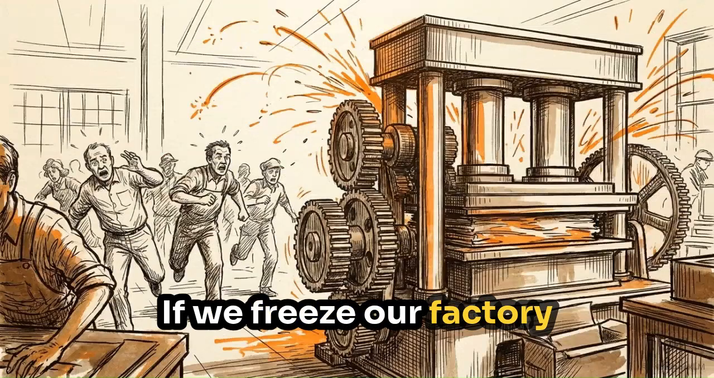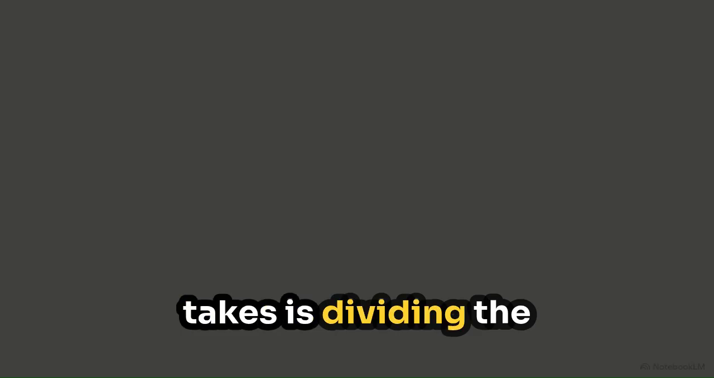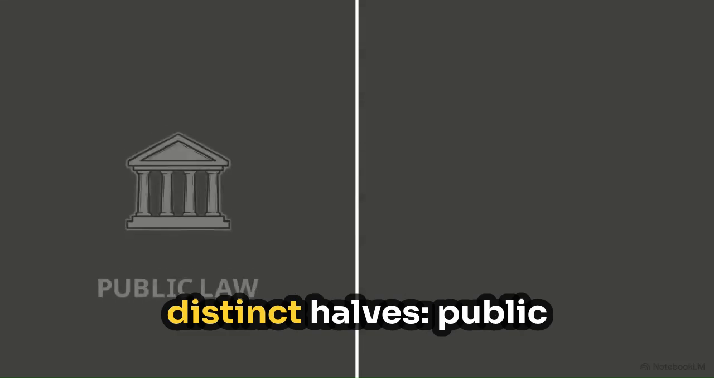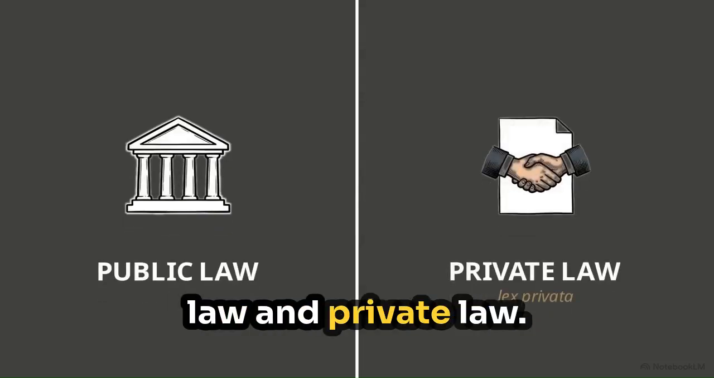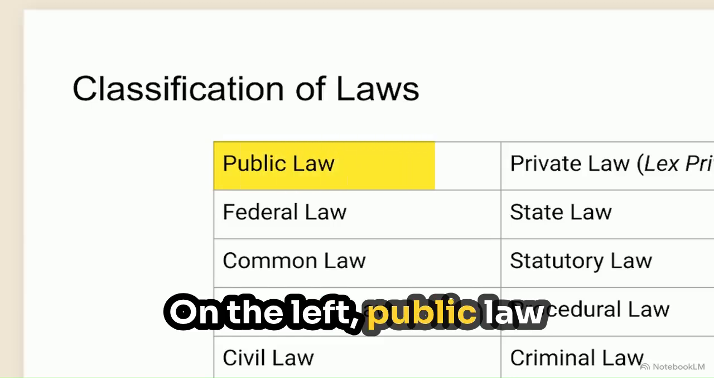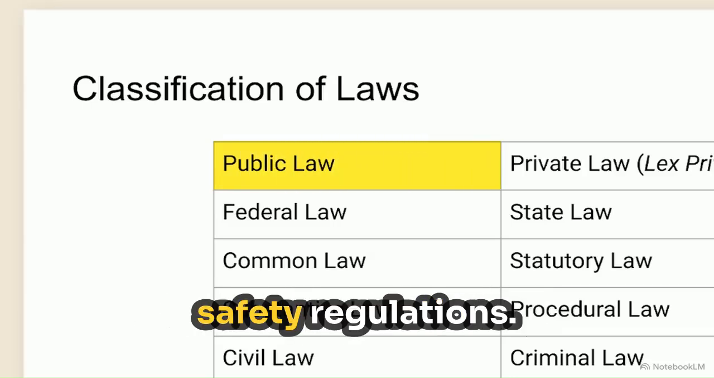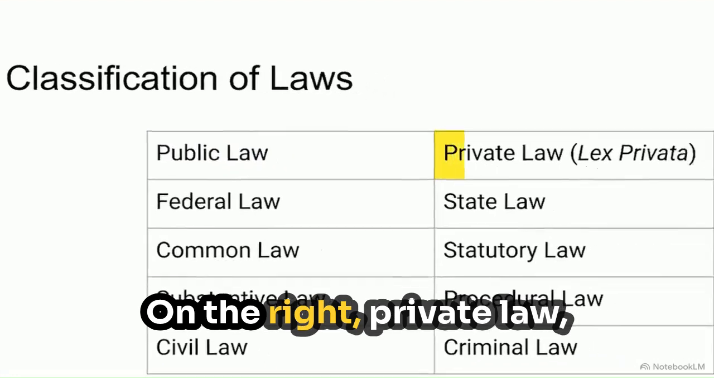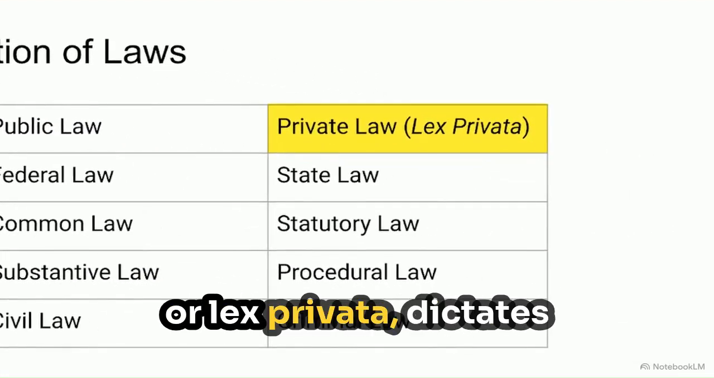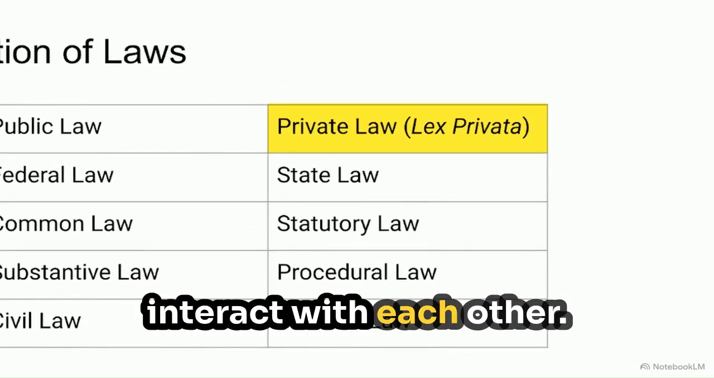If we freeze our factory scenario, the very first step the legal system takes is dividing the incident into two distinct halves, public law and private law. This table classifies laws. On the left, public law dictates interactions with the government, like the manager violating safety regulations. On the right, private law, or lex privata, dictates how private citizens and business entities interact with each other.